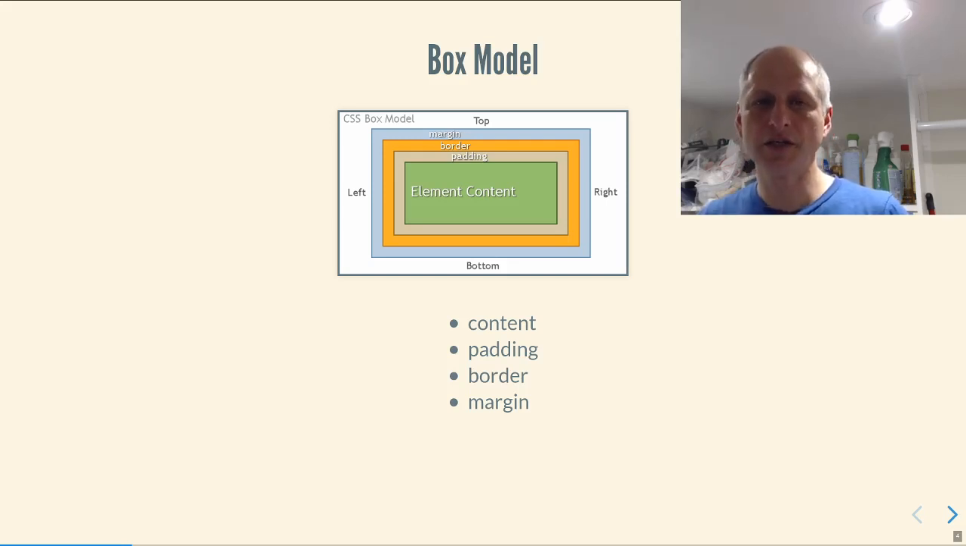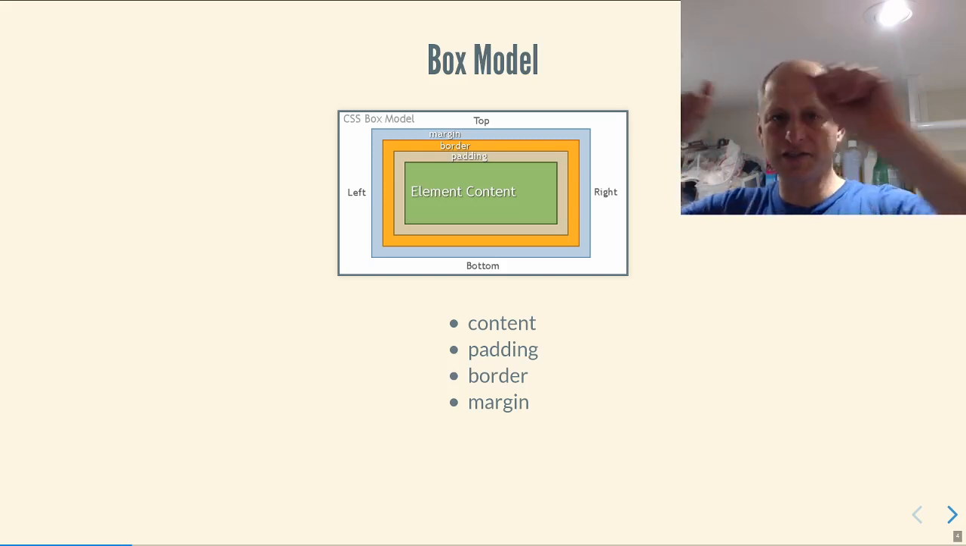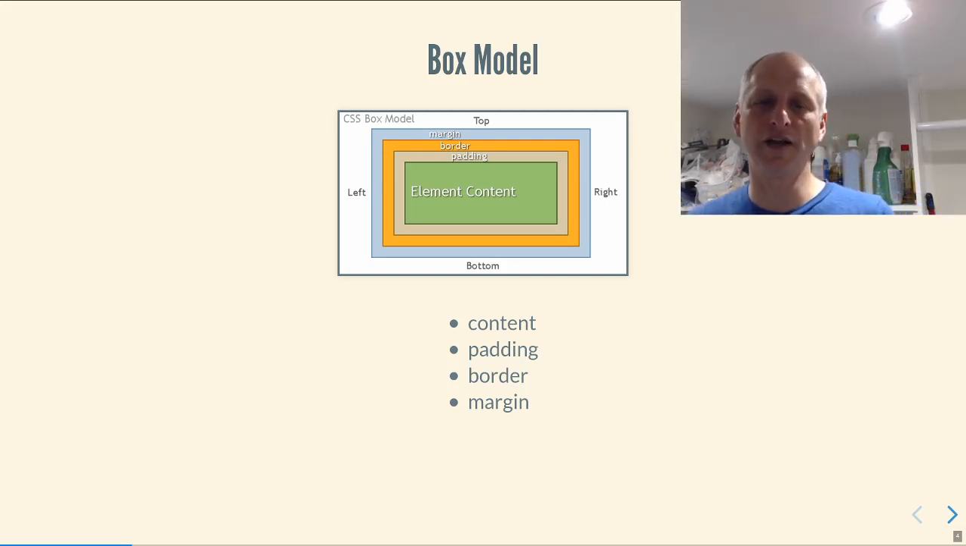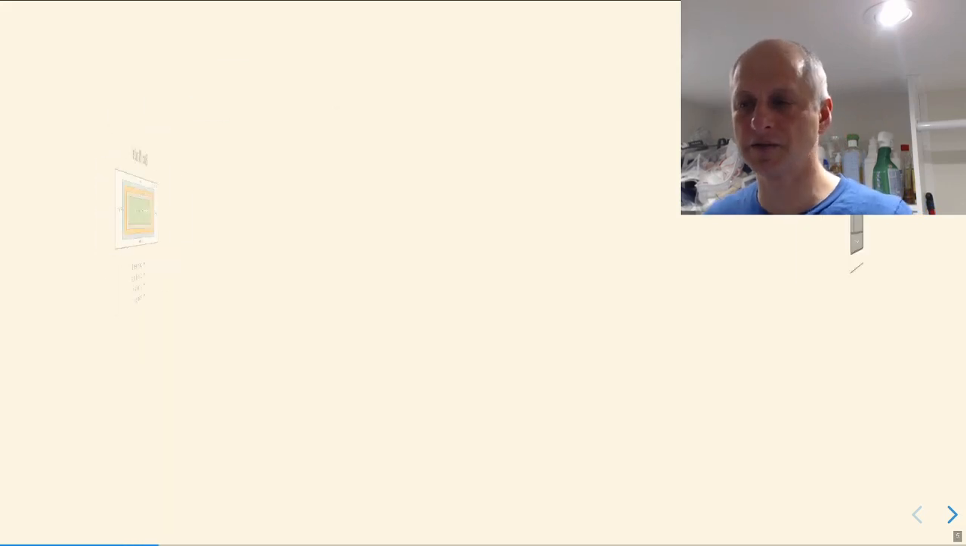Those dimensions are comprised of not only the content of the element. We start on the inside with the content, and around the content is something called padding. Around the padding is the border, the visible border, and around the border is what's called a margin, so space between the border and other elements that might be present on the page. You should memorize this image so that you have a sense of what margin, border, and padding mean and how they influence the size of the box.